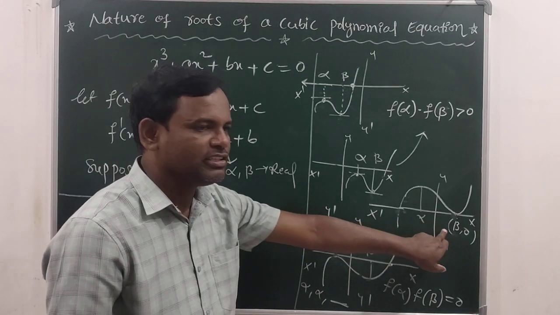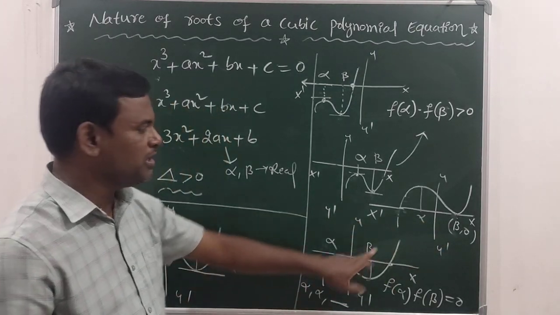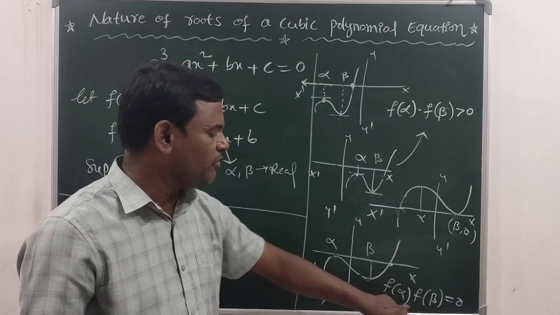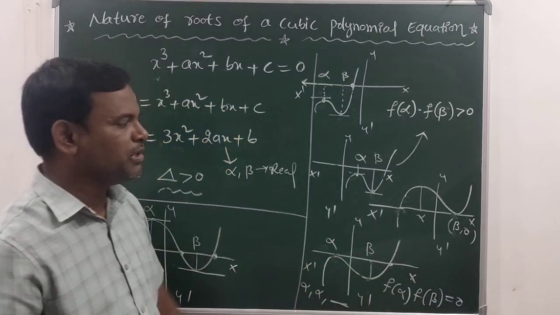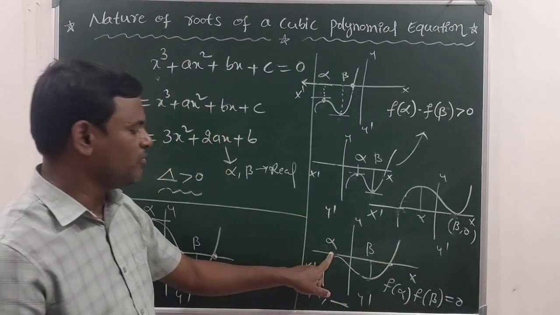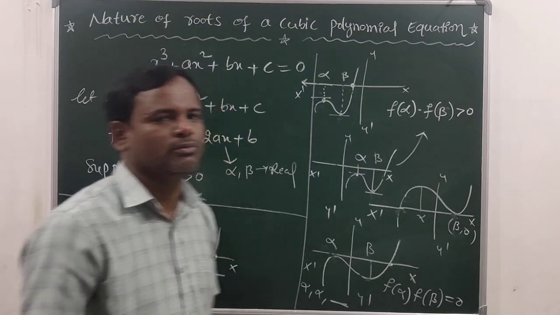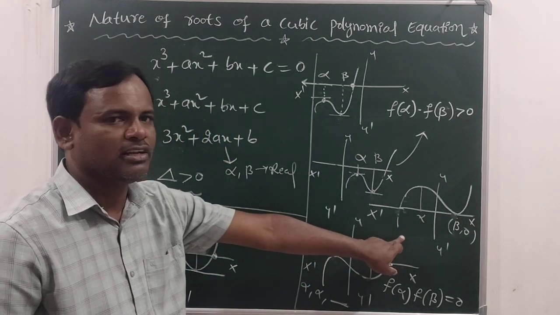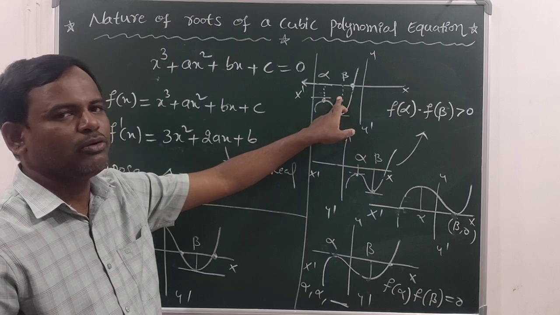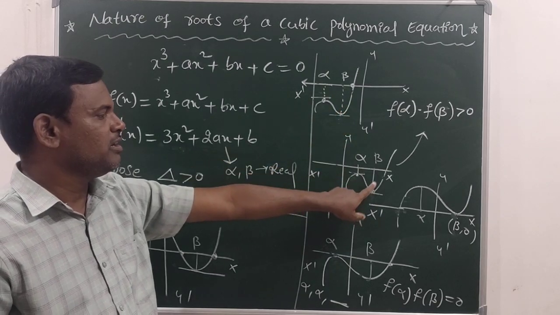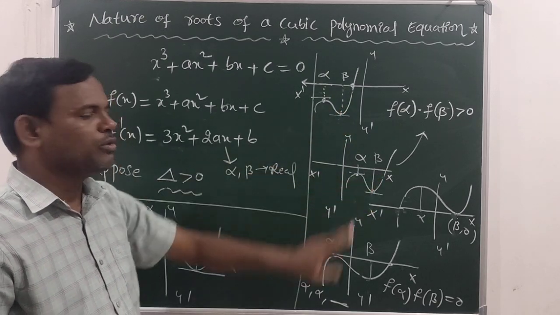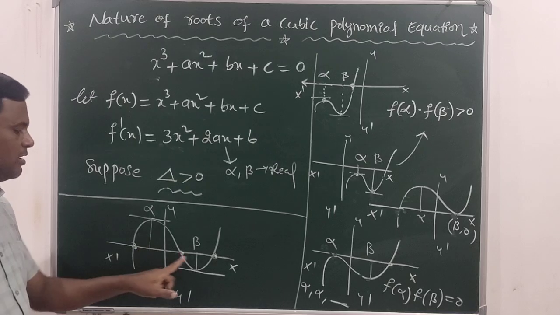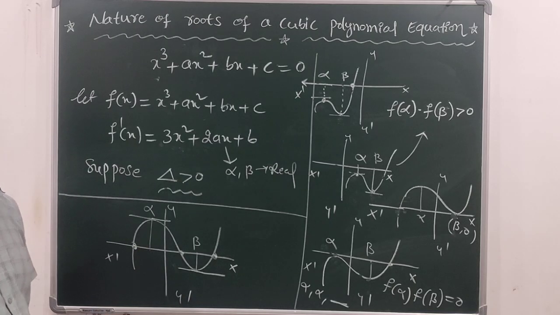So here you are getting 3 roots, here you are getting 3 roots. But in both cases, f of alpha and f of beta are 0. Because here f of beta is 0, here f of alpha is 0. Then whose product would be 0? Here 3 roots as real. Here 3 roots as real. Here 1 is a negative real root, 2 are complex. Here 1 is a positive real root, 2 are complex. Here 3 roots as real.